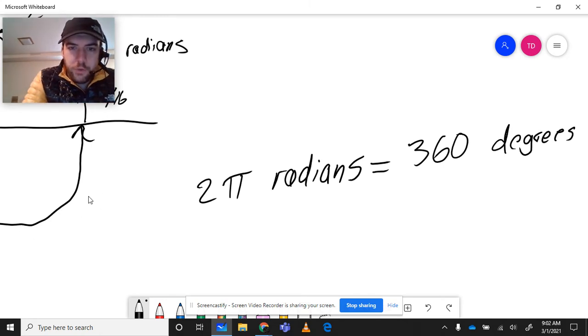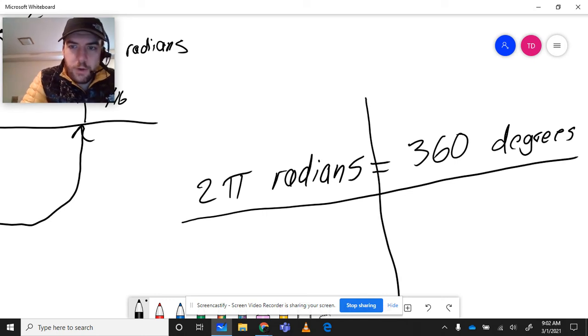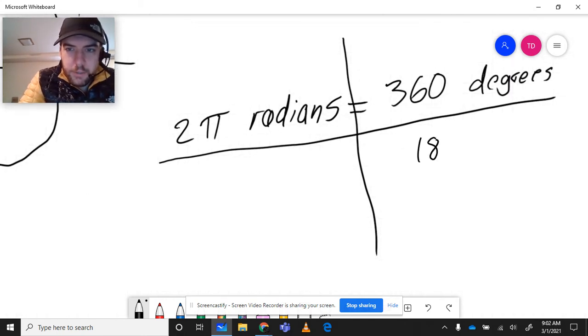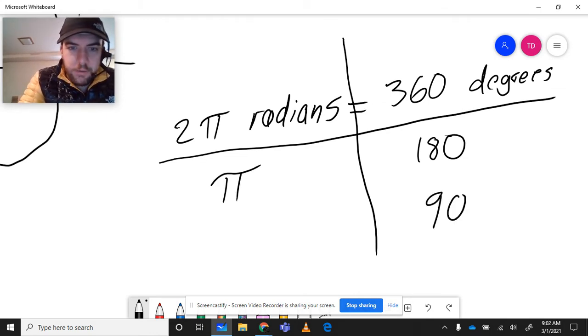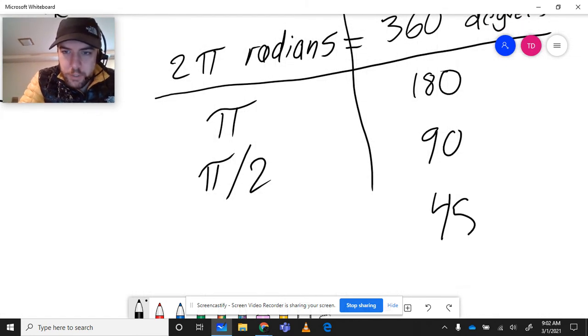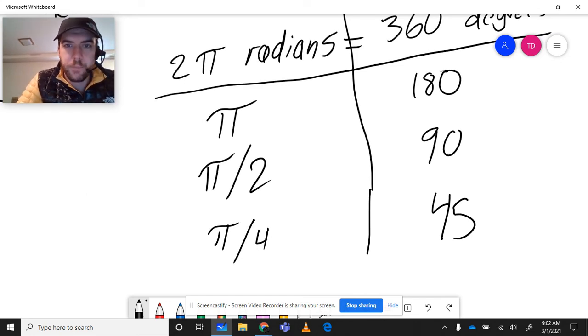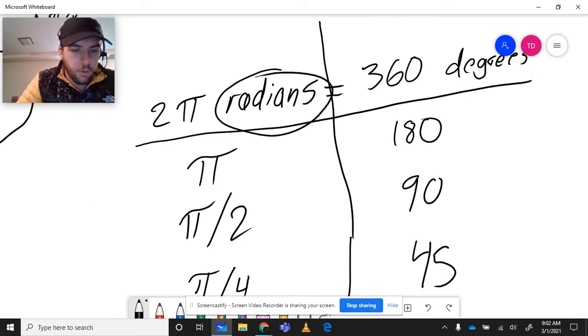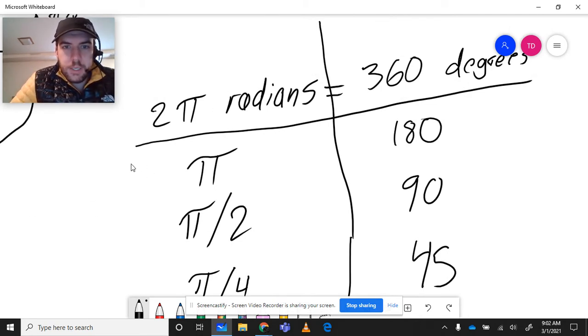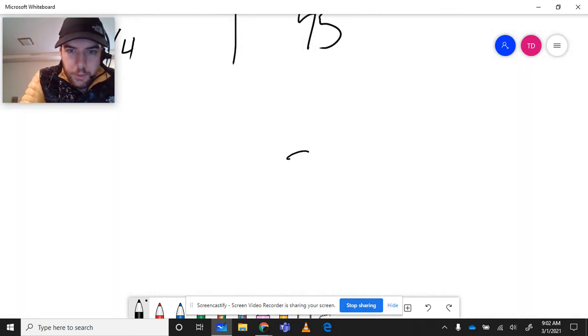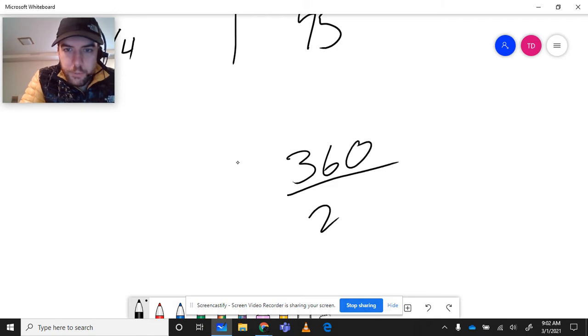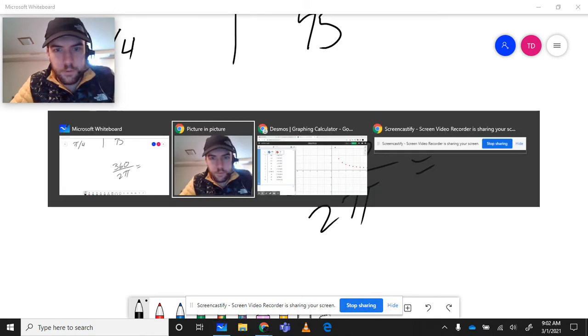Okay, so if we just had like a radians column and a degrees column, if I have 180 degrees, that should be pi radians. If I have 90 degrees, that should be pi over 2 radians. If I have 45 degrees, that should be pi over 4 radians. So thinking about like how much is a radian, well, to get that, we would just need to take 360 and divide it by 2 pi. So if I do that, 360 over 2 pi, let's see what we get.